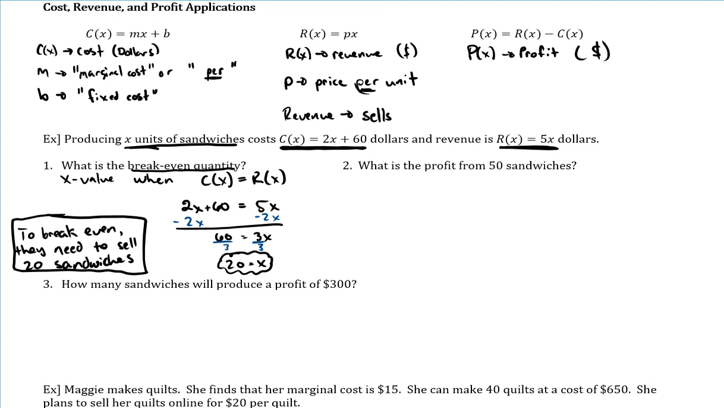Okay, so let's see number 2. What is the profit from 50 sandwiches? They're asking for profit. So the first thing we need to do is just get the profit function.